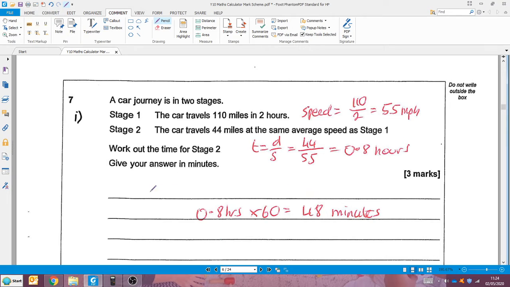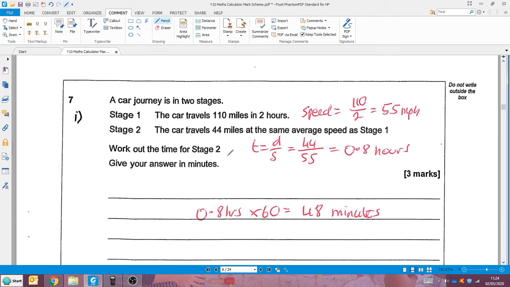Okay, getting a bit more tricky now. We're clearly into grade 5/6 already, because it's getting complex. Journey is in 2 stages. Stage 1, that many miles in 2 hours. Stage 2, same speed as stage 1. What does that say to me? Work out the speed. Distance over time, 55 miles per hour on average.